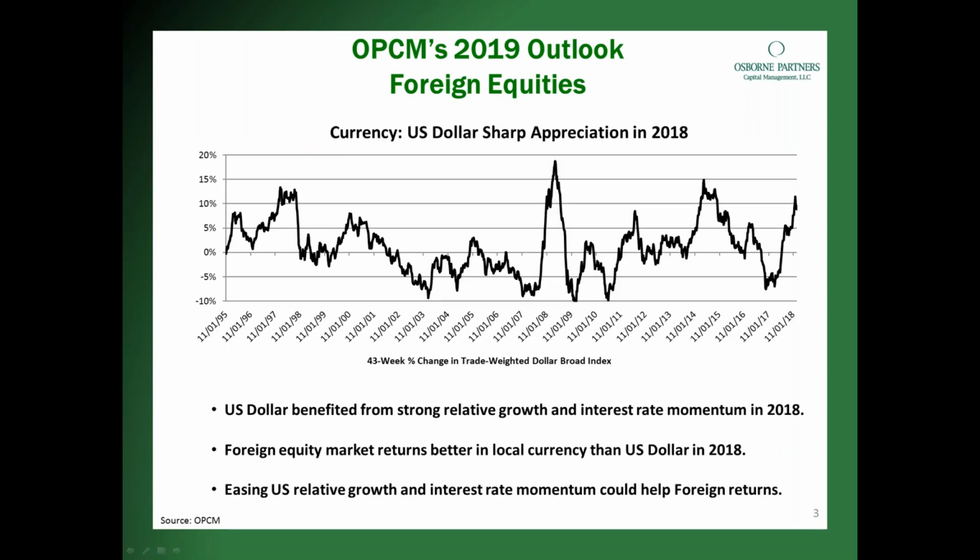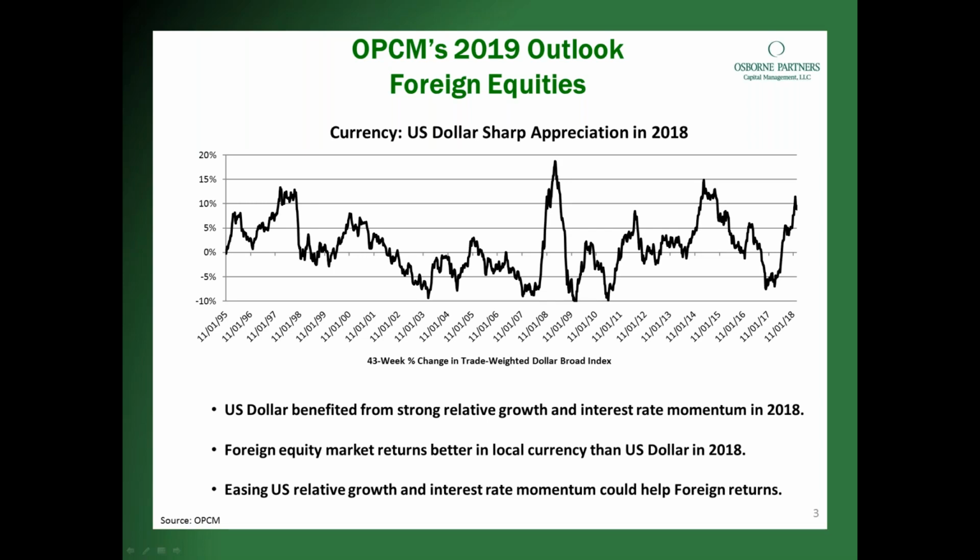Currency is a key driver of foreign equity returns. A U.S. investor's foreign equity return is made up of two things: the local foreign market return and the change in the local foreign market's currency. So, a strong U.S. dollar is usually a drag on a U.S. investor's foreign equity returns, while a weak U.S. dollar is usually a benefit for a U.S. investor's return in foreign equities. As the chart shows, in 2018, there was a rapid rise of the U.S. dollar, which was a drag on foreign equity returns.